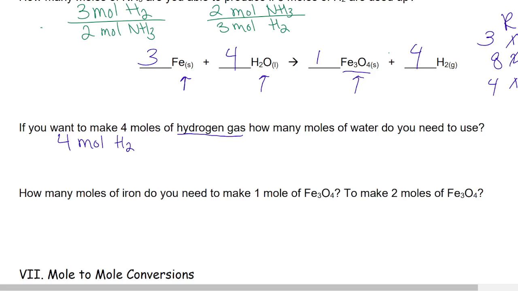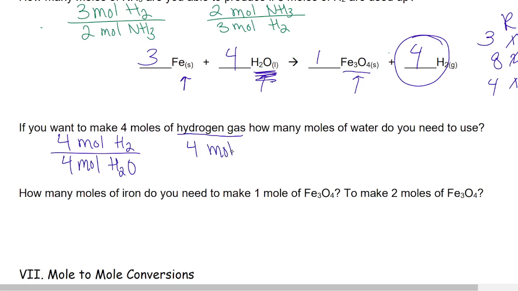So H2. If you want to make 4 moles of hydrogen gas, how many moles of water do you need to use? So if I wanted to make 4 moles of H2, how many moles of H2O did I need? 4. Again, you could write this the opposite way as well, where I said for every 4 moles of water that I used, I could make 4 moles of H2.